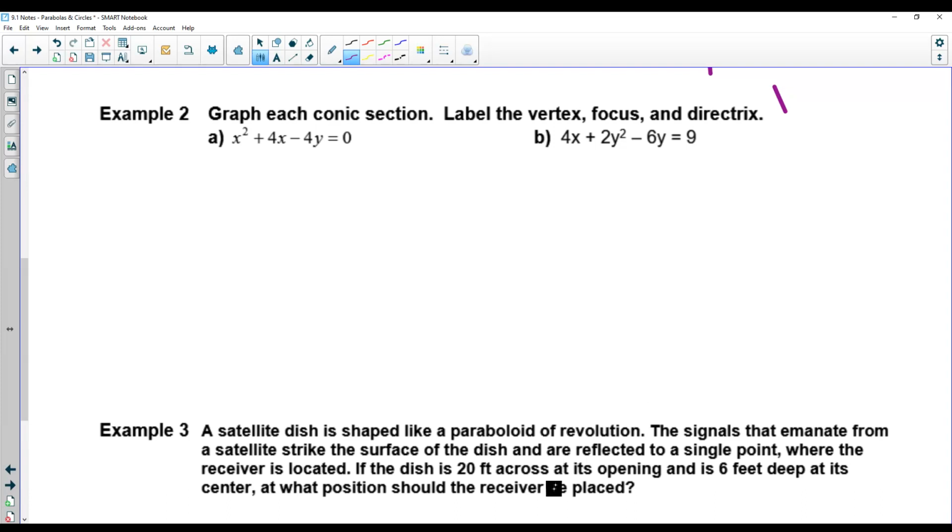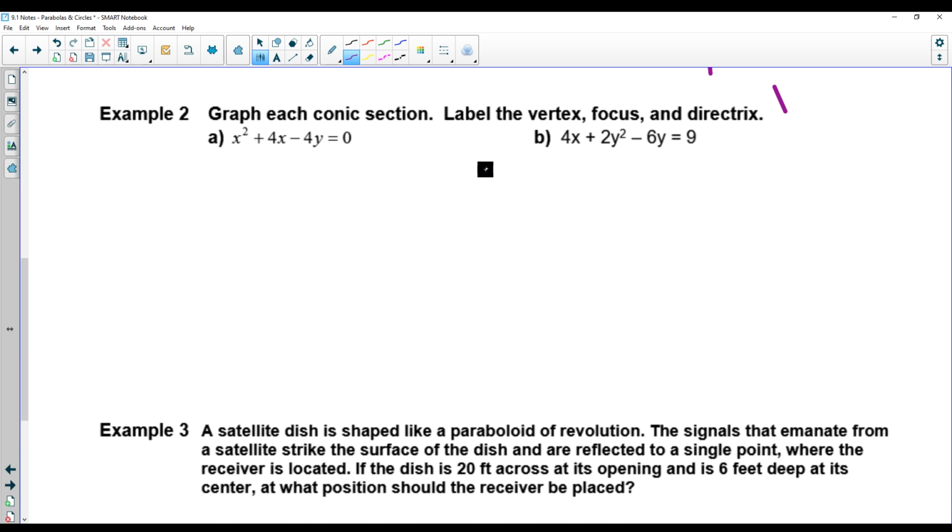All right, so looking at example 2b, I'm going to skip 2a because it's not nearly as hard. Let's do example 2b. We've got to get this thing in a form that matches the top, so we have to do completing the square. Woo! This is going to be kind of tough.